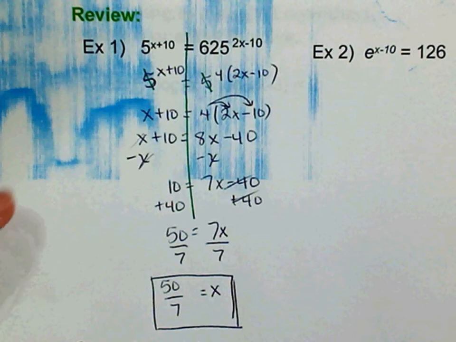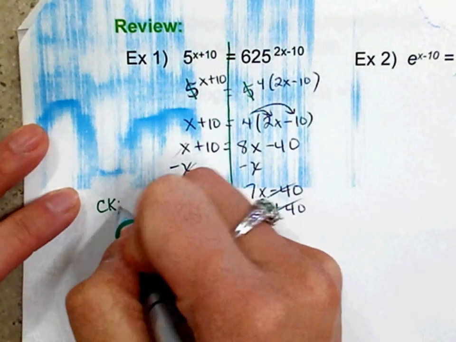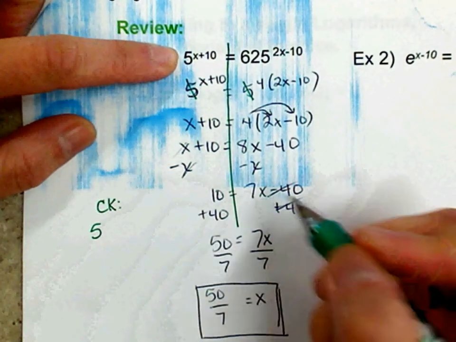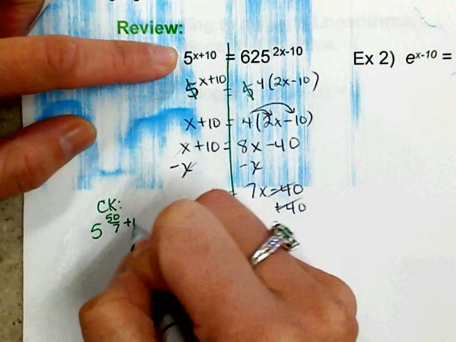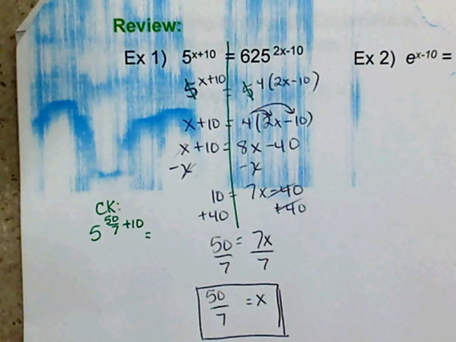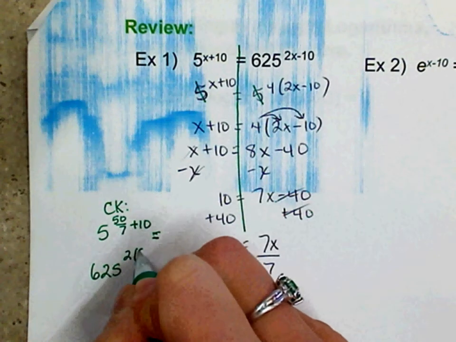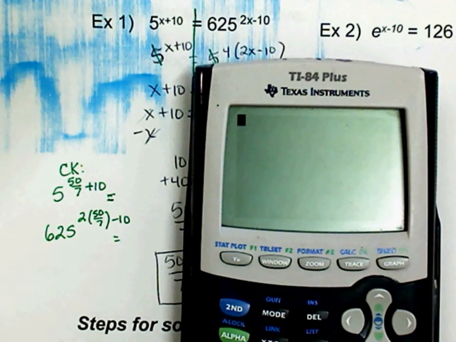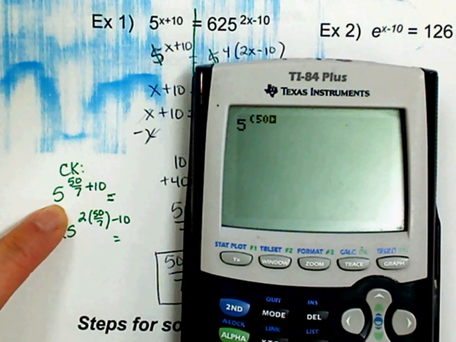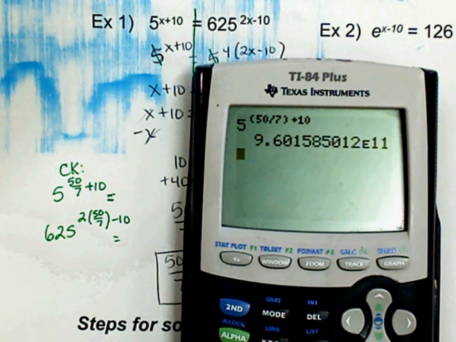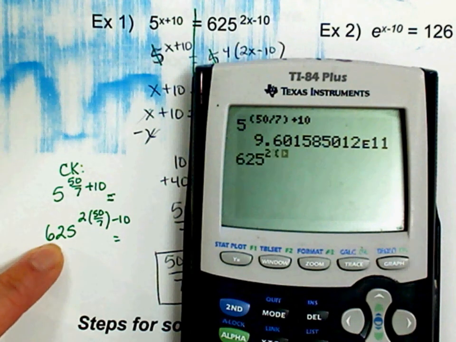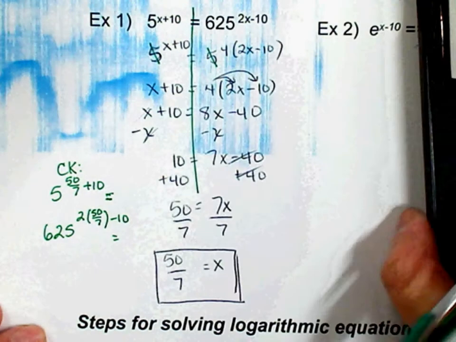Okay? So what will you do if you are going to check? Well, to check, this is what you would do. You plug it in. 5 to the, what is your x? 50 over 7 plus 10 equals, okay? Let's go ahead and type that in real quick. And the other one is 625 to the 2 times 50 over 7 minus 10. See if we get the same answer. That's how you can check. Watch how I type it in. Always check. 5 raised to the, it's a division, a fraction is just a division, plus 10. Notice I put parentheses around them, equal. Okay, leave that number. Try the next one, 625 raised to the 2 parentheses, 50 divided by 7, in parentheses, minus 10. Do you see how I get the same answer? So this is checked, and so your answer is correct.